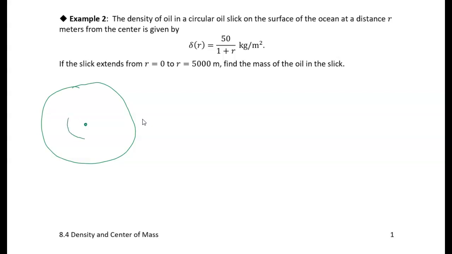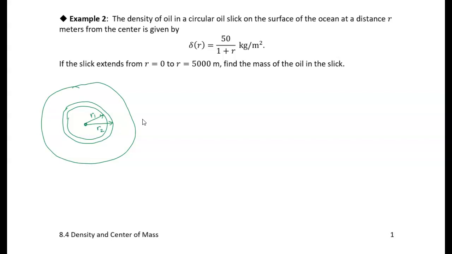Okay, so if we take a slice of the oil slick that's essentially a ring at some distance from the center. Now imagine that's circular. And let's say we have an R1 and an R2 for this ring. The way we're going to approach this problem is by taking these rings and adding them up, and then letting the number of rings go to infinity, right? So that they become smaller and smaller rings.